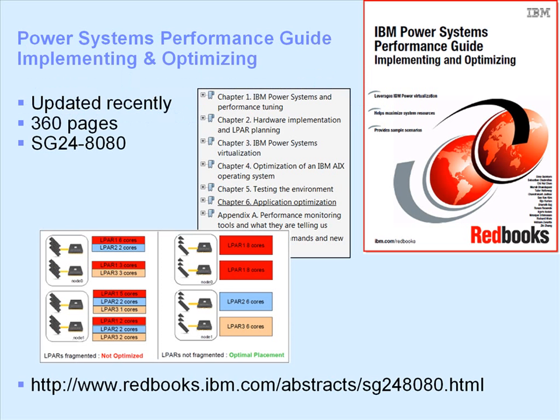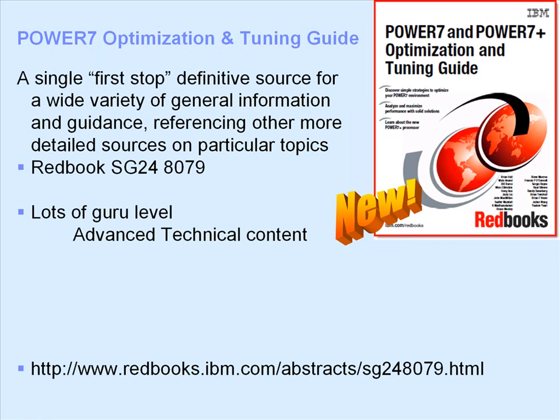There are some good places to go for some extra information in the Redbooks. The Performance Guide is particularly good. It actually has there in Chapter 6 a diagram, like we've been exploring in this movie. They call it not optimized and optimal rather than shredded and clumpy. Perhaps a more formal way of documenting it. There's also the POWER7 and 7 Plus Optimization and Tuning Guide, written by true guru-level people, and lots of advanced content in there.